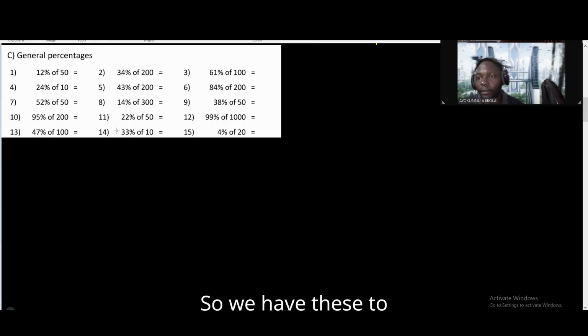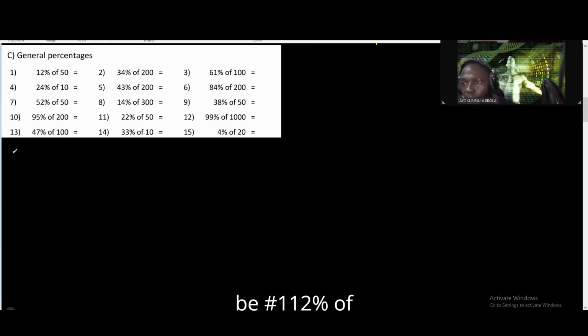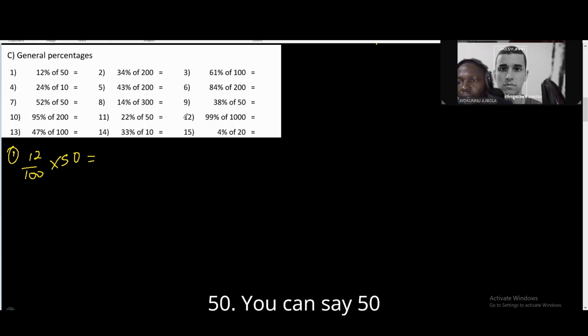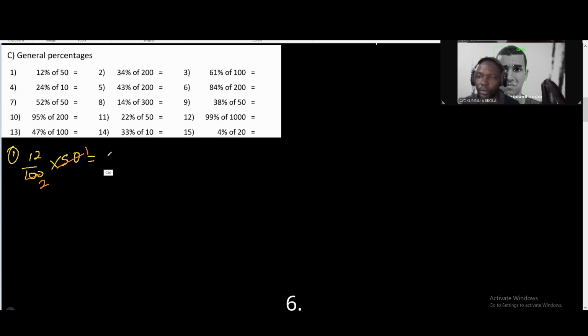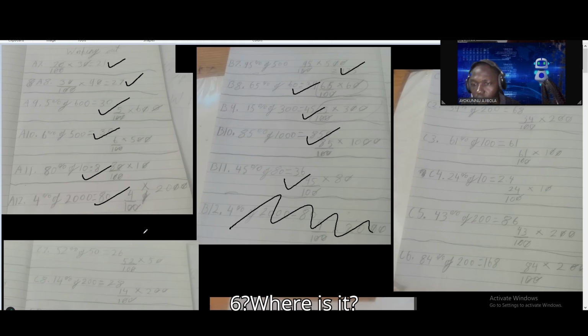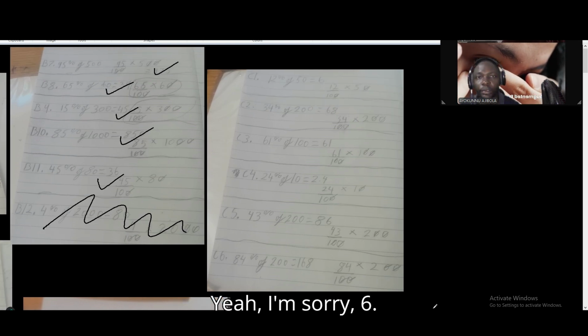So we have this to be number one, 12% of 50. You can say 50 divided by 100, so 50 here 1, 50 here 2. 12 over 2 is 6. So your answer, did you get 6? Where is it? Let me check it out. Yeah, answer is 6.